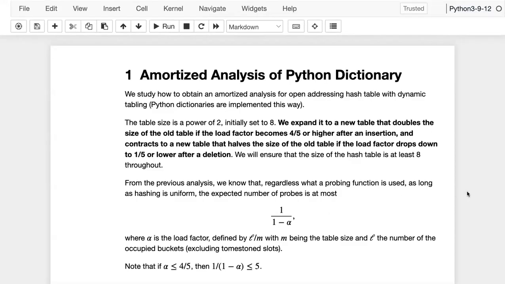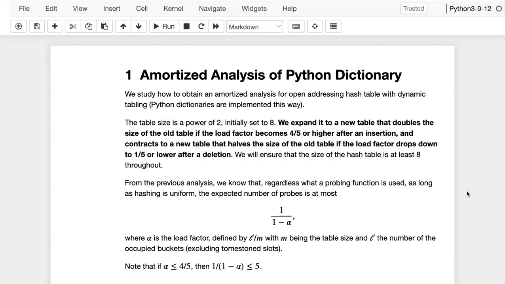Hi everyone. In this video, I'm going to talk about amortized analysis of dynamic tables. We study how to obtain an amortized analysis for open addressing hash table with dynamic tabling. Python dictionaries are implemented this way, so we are going to focus on subtle points to go through this analysis.